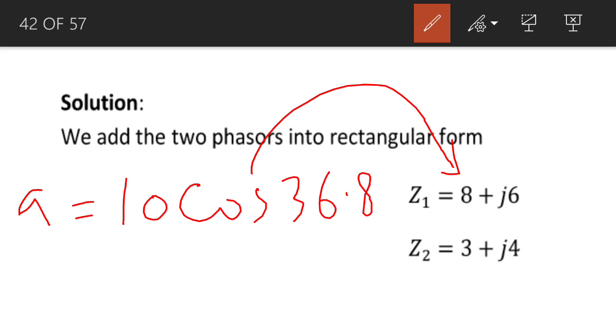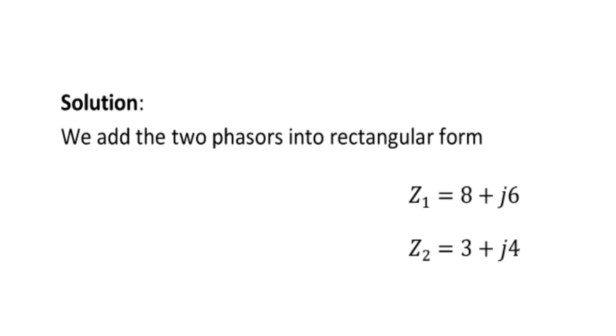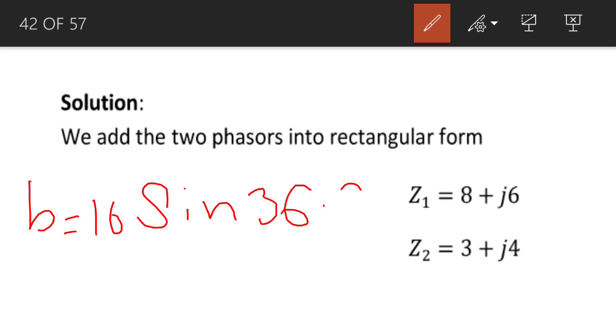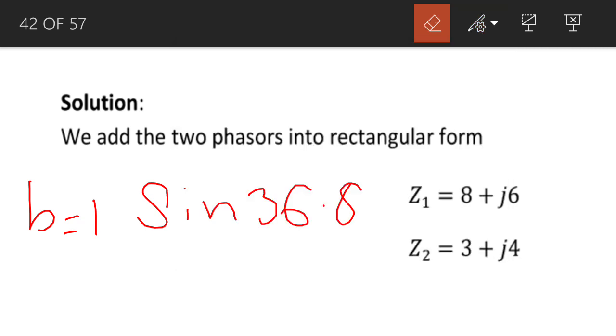Let me check the angle of Z1. Let me confirm the angle of Z1. Yes, it is 36.8. So this is how you calculate the real component of A, and the imaginary component of A will be equal to 10 into sine of 36.8. Okay, so 10 into sine of 36.8 will give you 6. So we have converted this phasor Z1 to rectangular form.